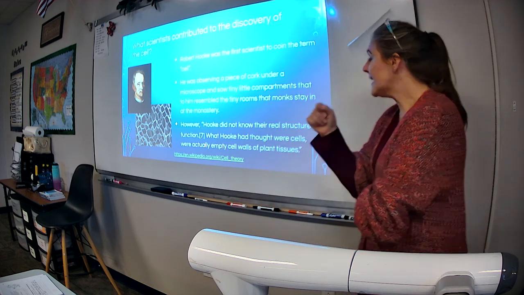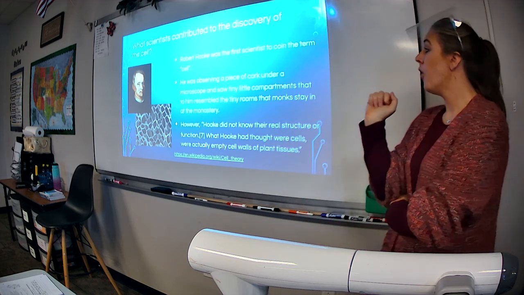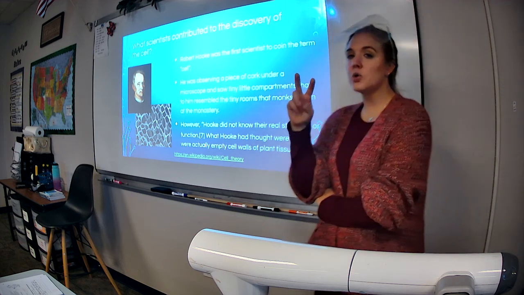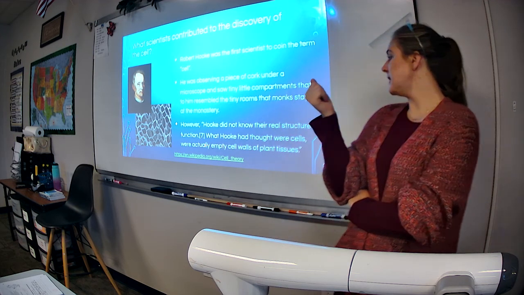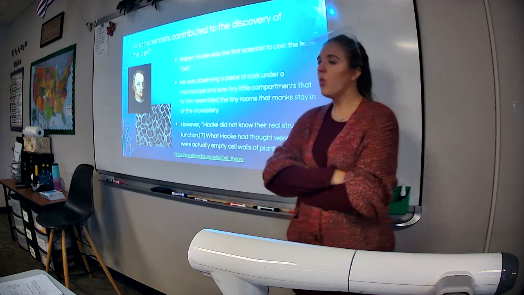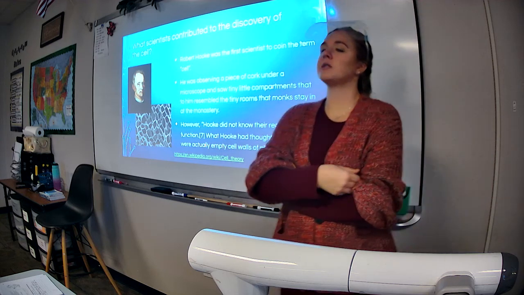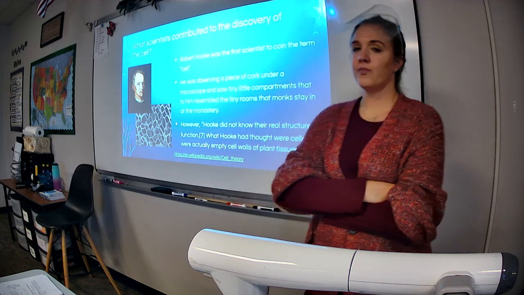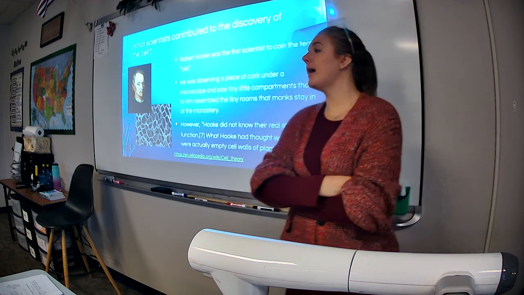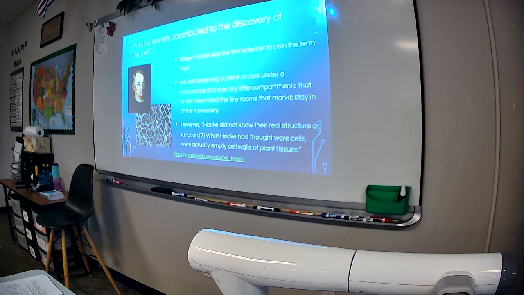Now, he did not know at the time what their real structure was, or what their function was. What Hooke had thought were cells or little rooms were actually empty cell walls of plant tissues. But he was the first person to use that term cell to describe these small parts of something. So, he started it. Then, later on, came another scientist named Anton von Leeuwenhoek.